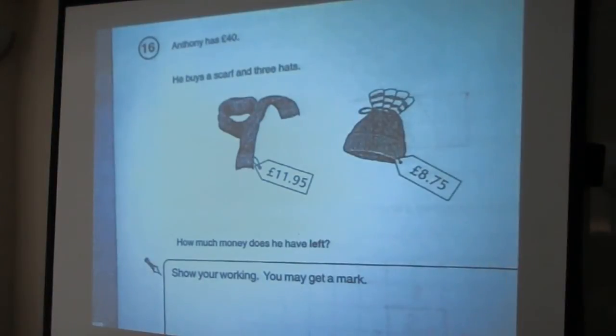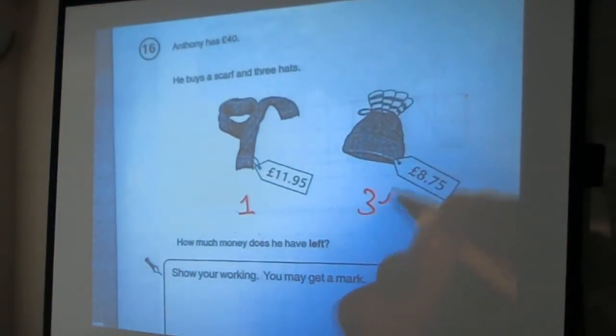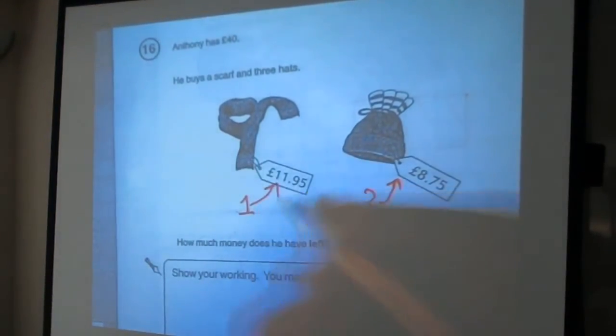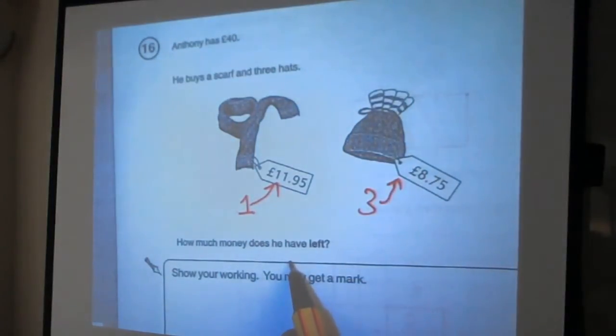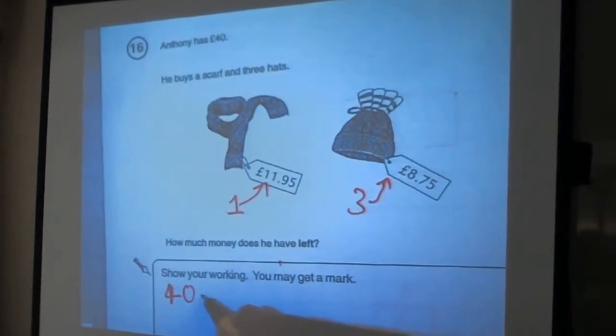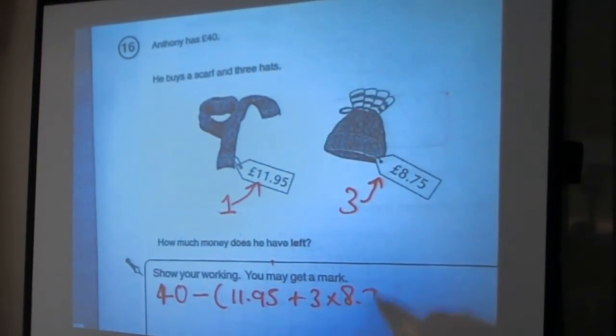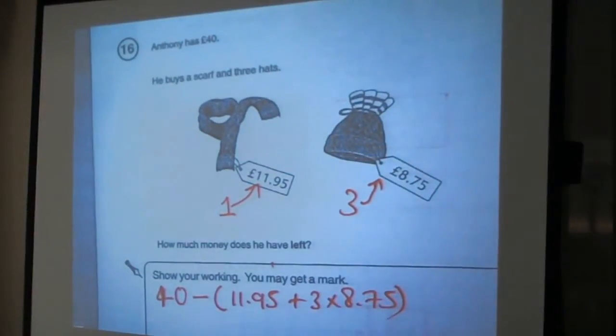Question number 16. Anthony has £40. He buys a scarf and 3 hats. He must be really cold. So he buys one of these and 3 of those. How much money does he have left? So he started with £40, and he's going to take away £11.95 and 3 lots of £8.75. That's the calculation we can enter into our calculators.